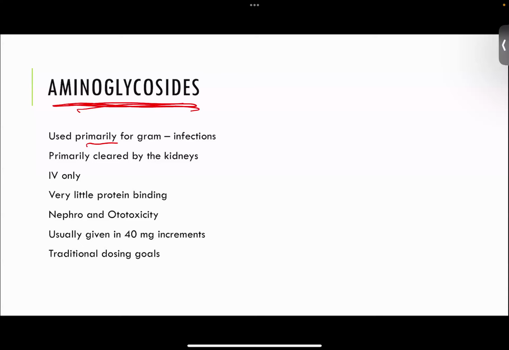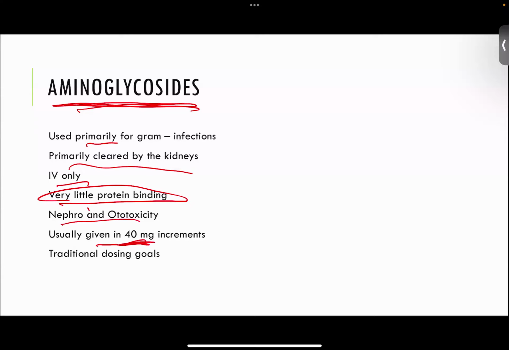Vancomycin is a time-dependent killer. Aminoglycosides are a concentration-dependent killer. So we have different goals, don't we, as far as the pharmacokinetics and what we're shooting for to help the bug get killed, right? Everybody with me? They're also both primarily cleared by the kidneys, both IV only. Aminoglycosides have very little protein binding, so you don't have to worry about that. They both have nephro and ototoxicity, as I mentioned.